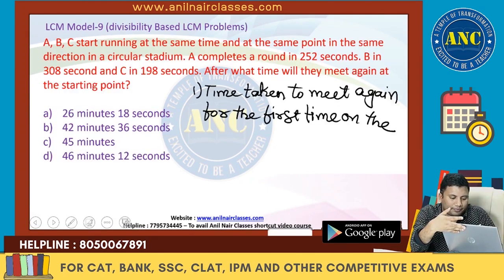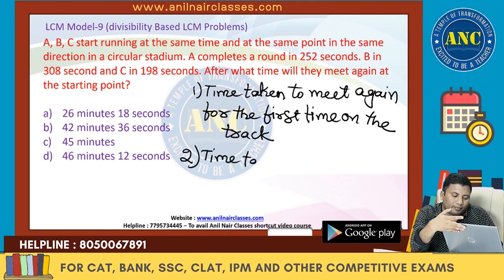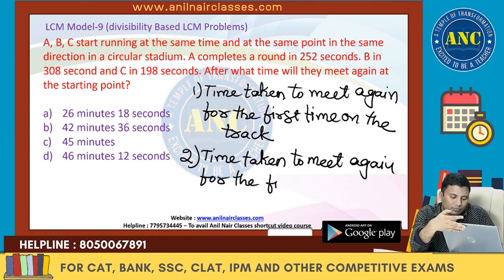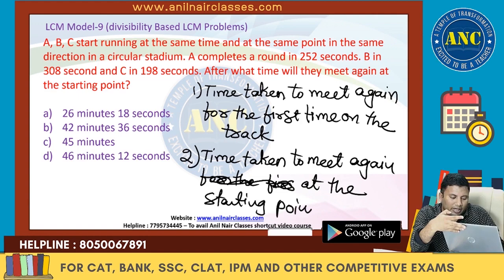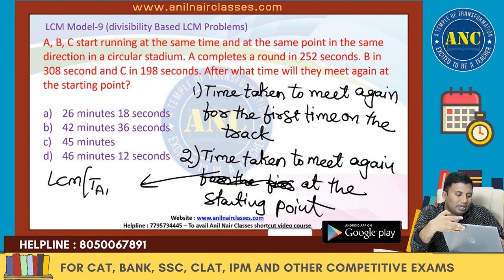Another question is time taken to meet again for the first time at the starting point. At the starting point, the time taken is always the LCM of TA comma TB.